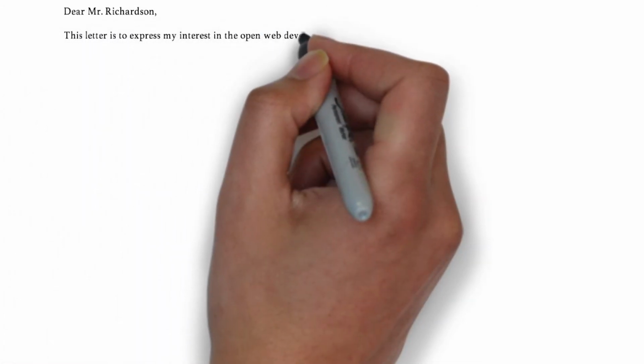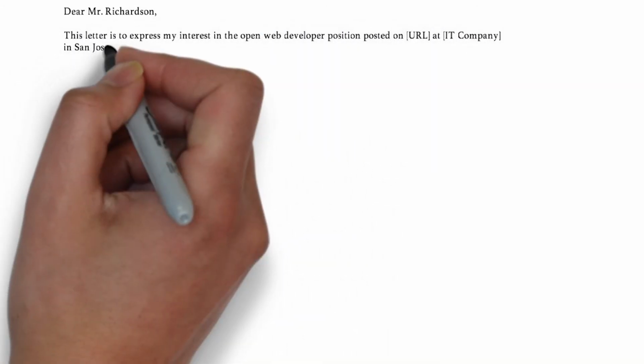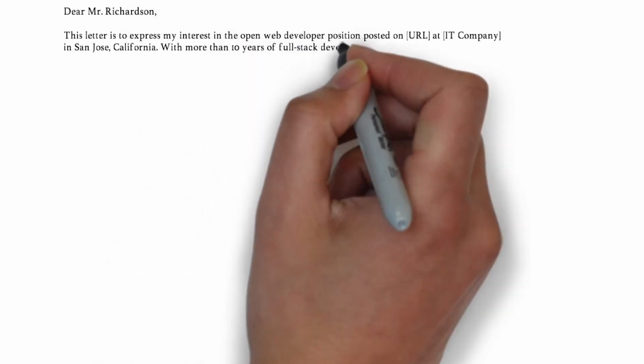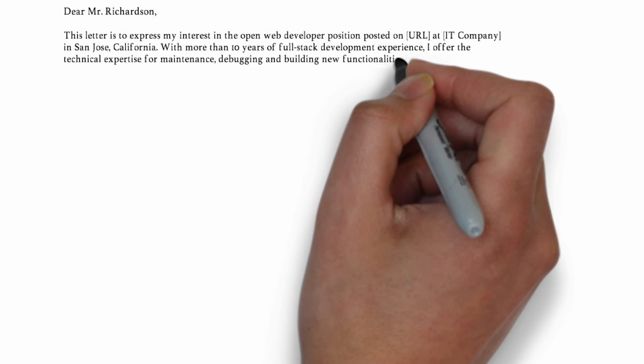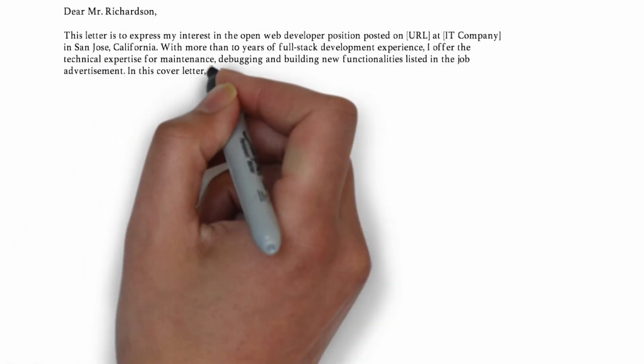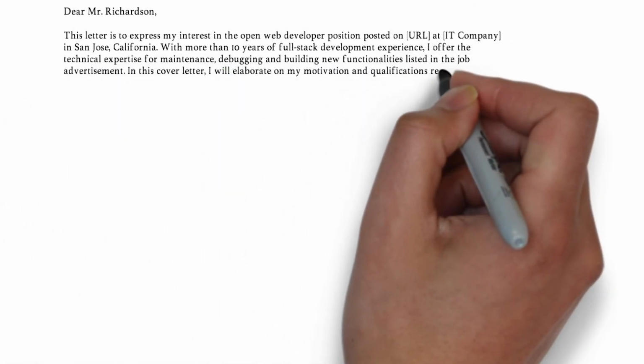In the first paragraph, also called the introduction, you need to show your interest for the position and IT company you apply for. Let the reader know where you found it and try to convince the reader in one sentence that you are qualified to contribute and support their objectives. And after that, you introduce the reader to your cover letter.